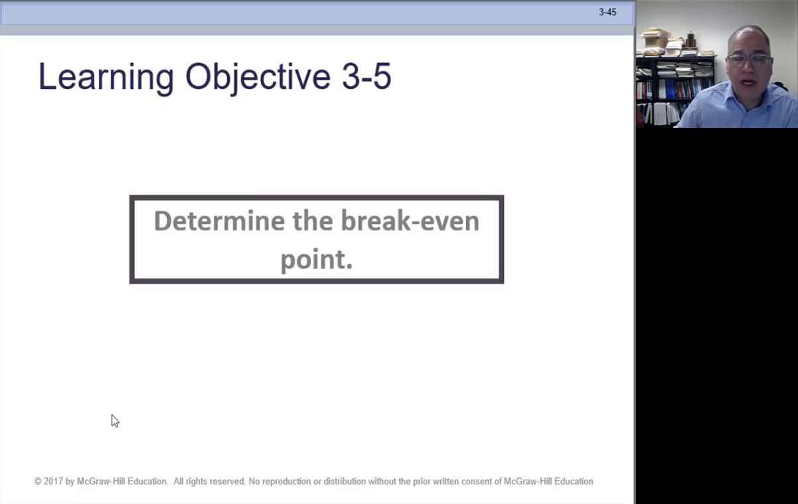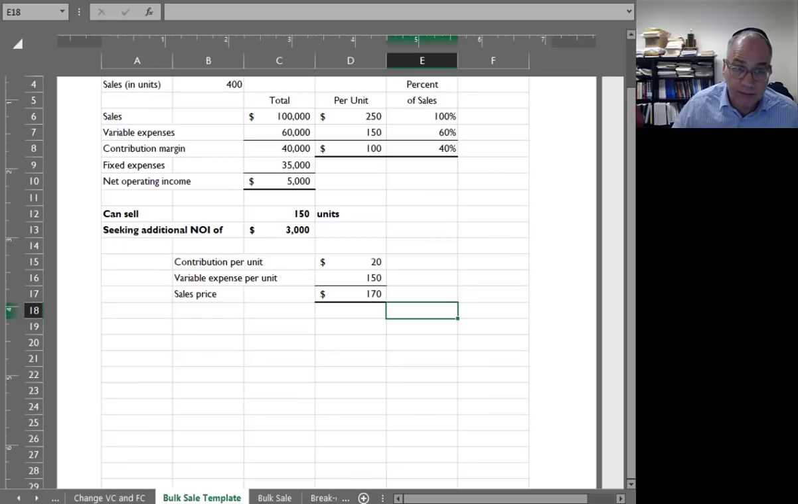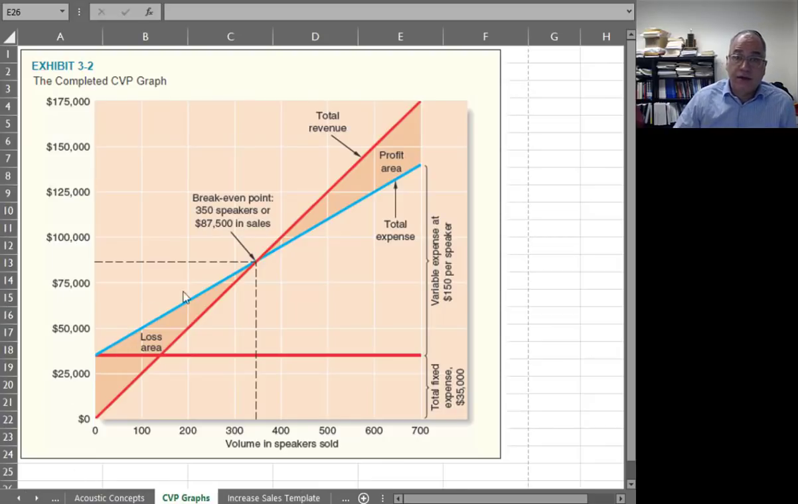Now, learning objective 3.5, determine the break-even point. The break-even point is the point where your revenues equal your expenses and profit is zero. There's no loss, there's no profit. You're right on the edge. It's like when we looked at the contribution margin of the CVP chart before. Right here, that is the break-even point, right in the middle.